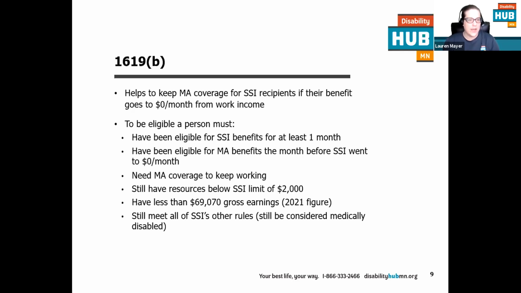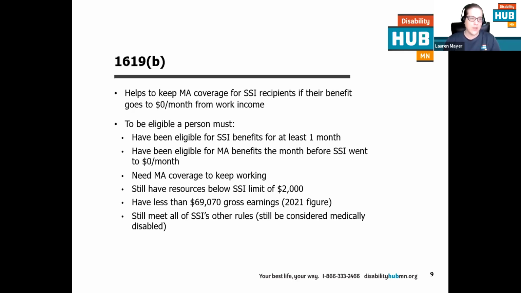And then it also has a resource limit, which is the same as the SSI resource limit. So that's $2,000 of total assets, which is set by SSI. But the nice thing, it has a really permissive earnings limit. So you can earn up to $69,070 and still be eligible. Sorry, that would be annually, not monthly. That would be kind of insane monthly, but annually, and still keep your medical assistance benefit. So it really allows you to grow your earnings and still keep your health insurance. And so it's a nice benefit.